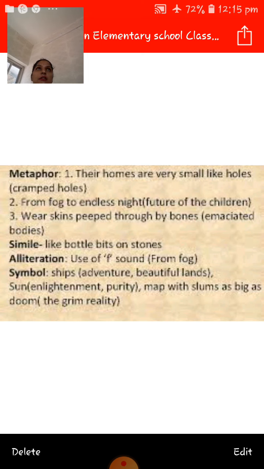Sun is enlightenment and purity. As you can see in the last stanza of the poem, history there, whose language is the sun. So sun means there is a need of enlightenment and purity in their lives. And map with slum as big as doom is the grim reality. So the doom is bigger than the map, and they need to look at the reality.